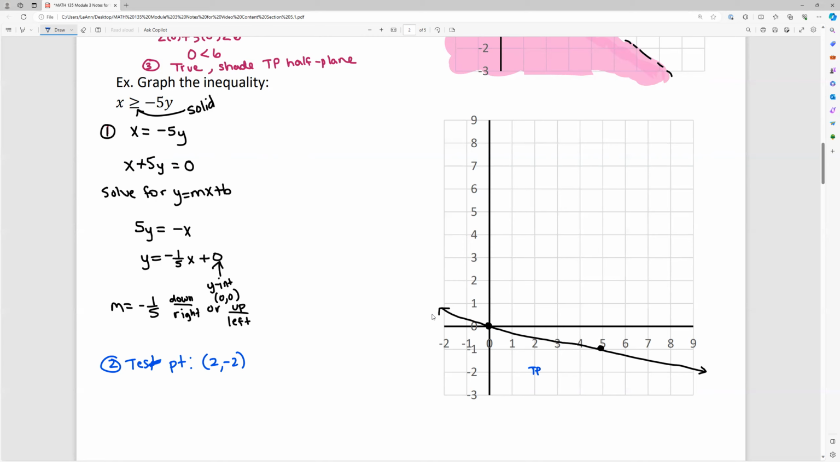Then we're going to plug that into our inequality to see if this is true or false. So 2 for x greater than or equal to negative 5 times negative 2. That would be 2 greater than or equal to, that's going to multiply to a positive 10. That is a false statement. So since my test point is in the false region, we shade the other or opposite half plane.